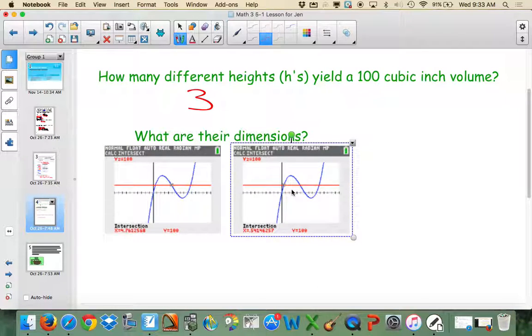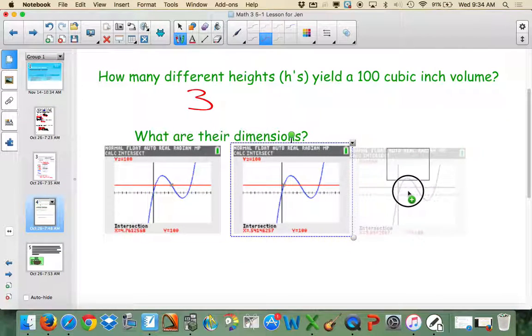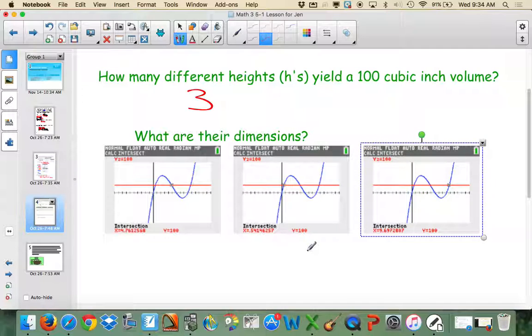All right. And then my last one, second, calculate, intersect. I'm going to arrow all the way over here to the right. First curve, second curve, enter. Guess, enter, and it jumps to that one, which is going to be about 9.7, 100.